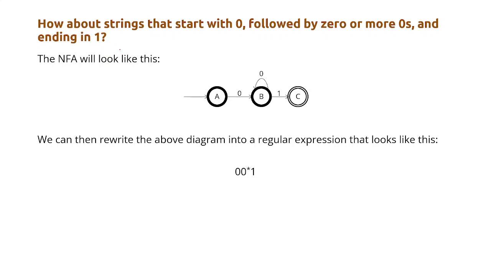Sige. Next, how about strings that start with 0 followed by 0 or more zeros and ending with 1? So, ang NFA na to will look like this. So again, nag-start na siya 0. So we have this, nag-start of 0, followed by 0 or more zeros. Okay? Then ending in 1.